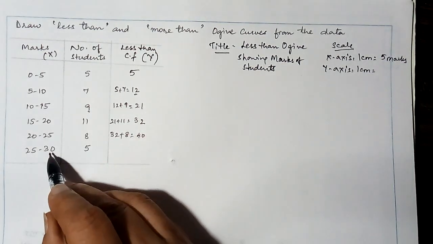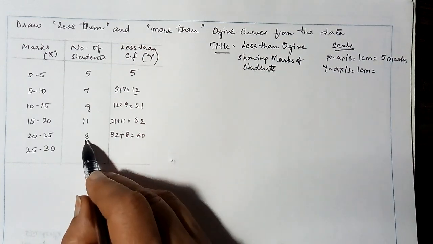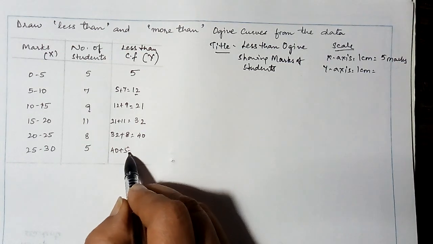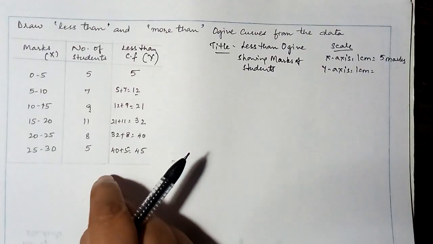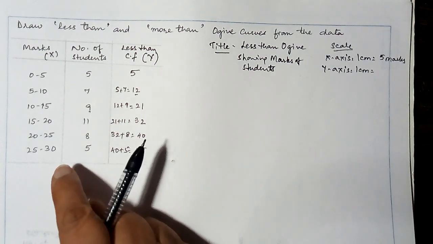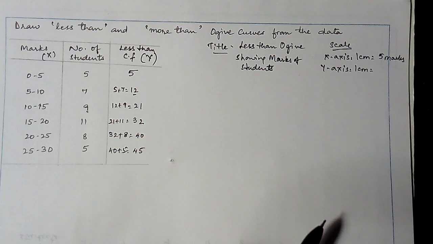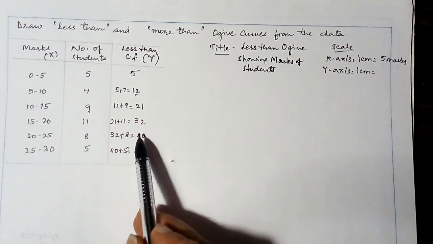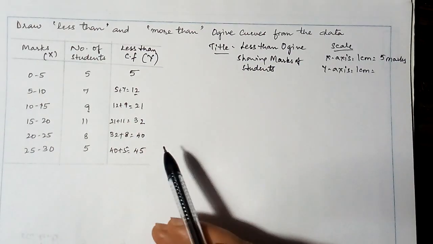And less than 30, because 30 is the maximum. So less than 30 will be already 40 students plus 5. 40 plus 5 gives us 45. So 45 students are the total number of students who have scored less than 30, because 30 is the maximum marks. So now we are going to plot on the graph, on the x-axis marks and on the y-axis the cumulative frequency, less than cumulative frequency.